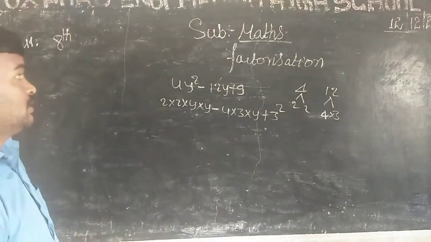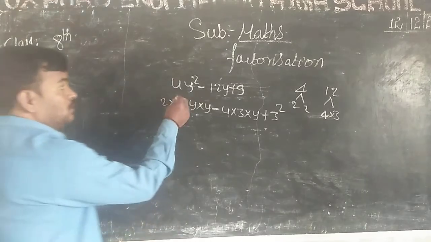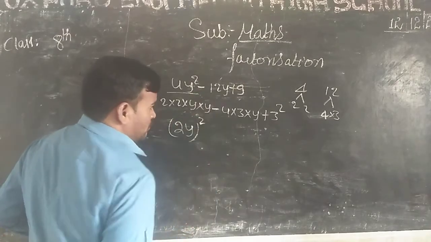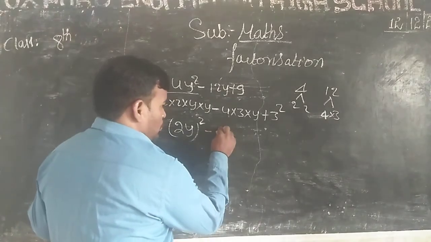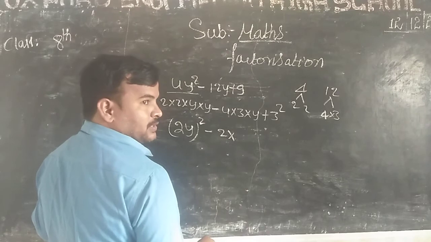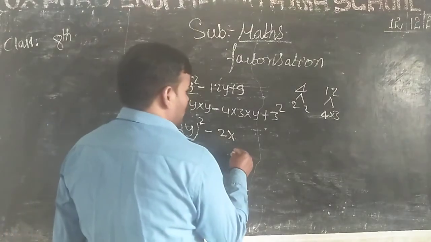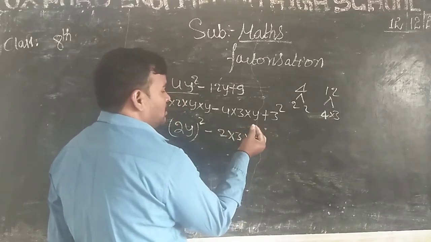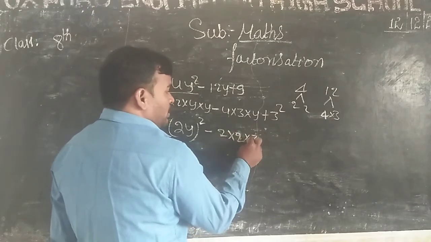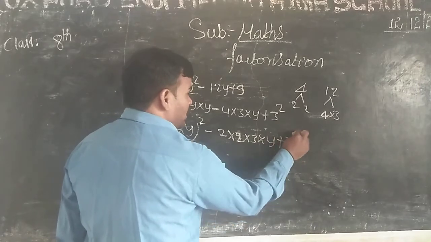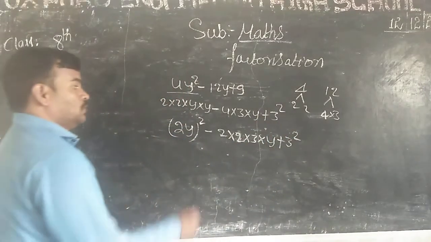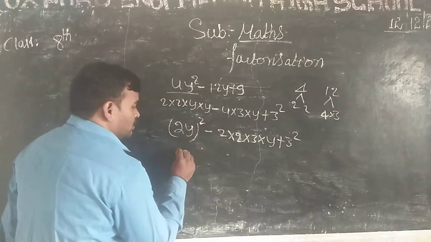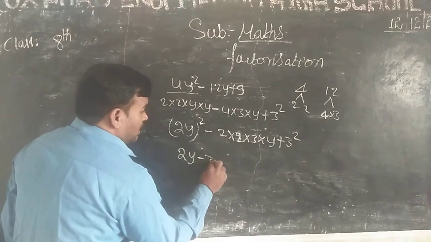3 square. See here, listen. So in 4y square, we write 2y whole square, minus 2 into 2 into 3 into y. 2 threes are 6, 6 twos are 12. So 2y whole square minus 2 into 2 into 3 into y plus 3 square can be written as 2y minus 3 whole square.